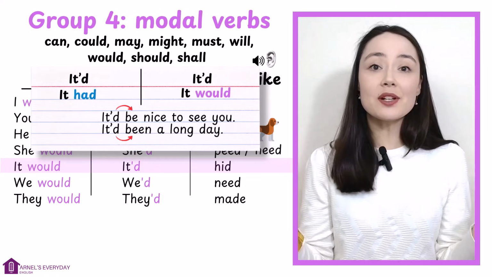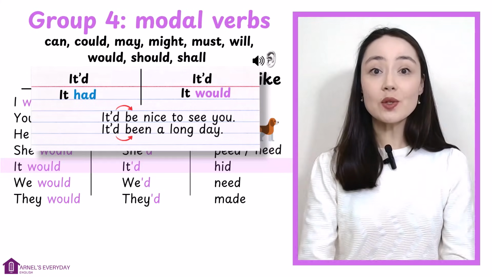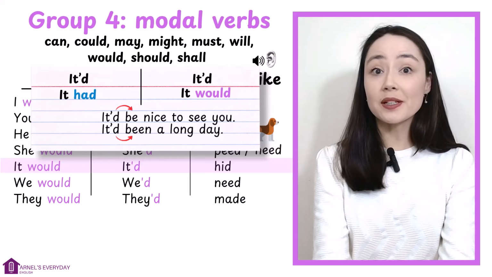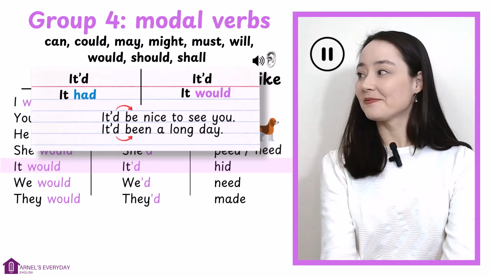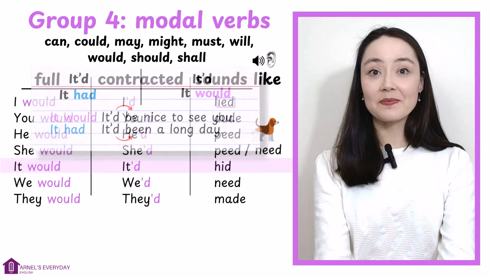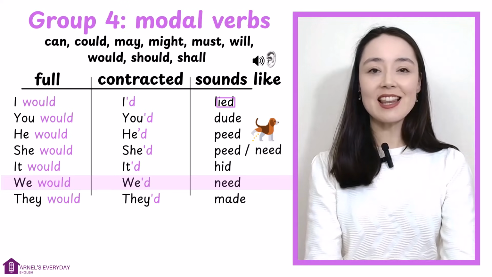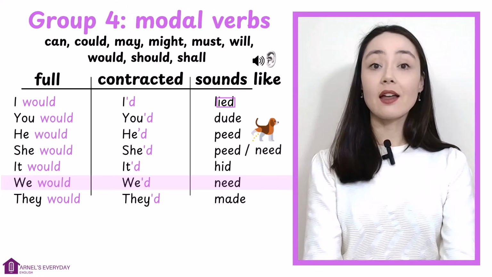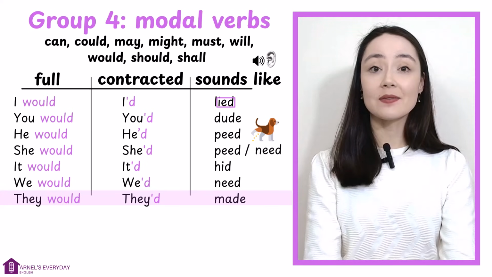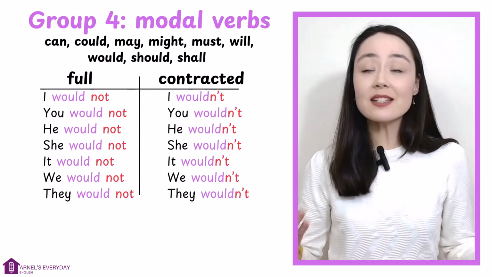How do you know the difference? You have to look at the word that comes after it. I have two sentences here. Which one is it? It had or it would? And here are the answers. We would, we'd, just like need. They would, they'd, made.